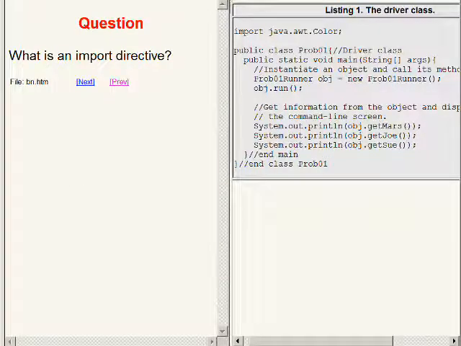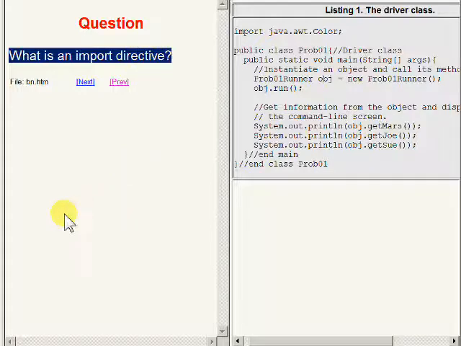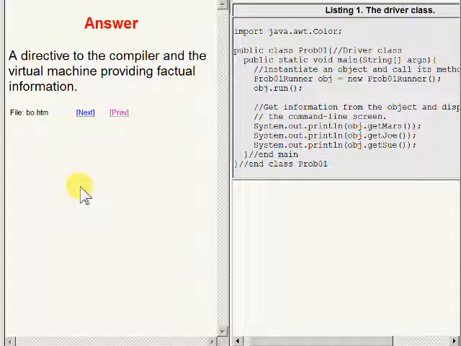In the classroom, I normally ask a few questions as I go along, and I will pose those same questions in this series of online lectures. However, since this is not a face-to-face communication, I will give you a few seconds to ponder on the question, and then I will show you the answer. So the first such question is, what is an import directive? And the answer to that question is that an import directive is a directive to the compiler and the virtual machine providing factual information.